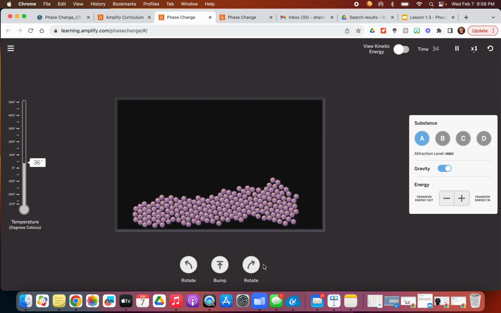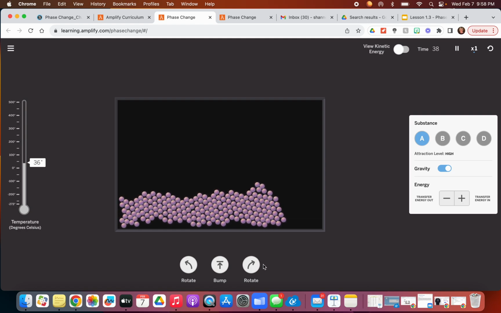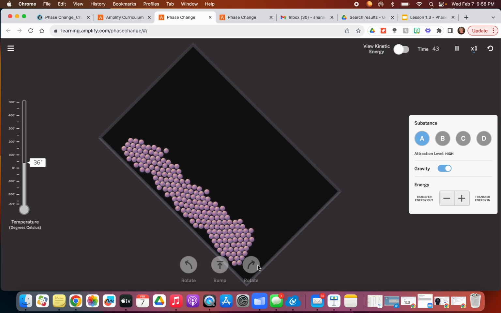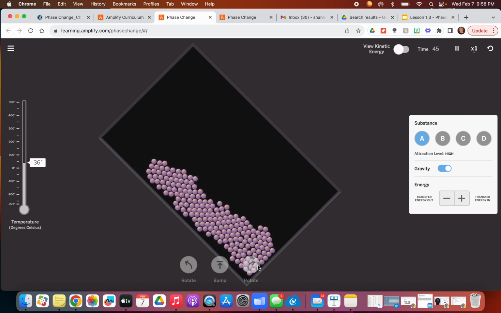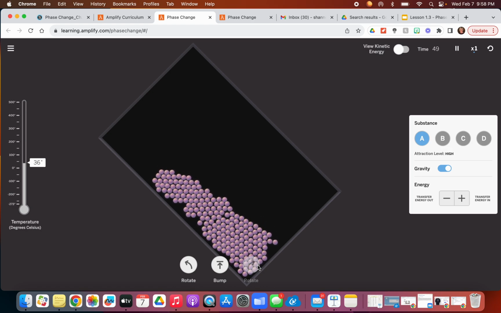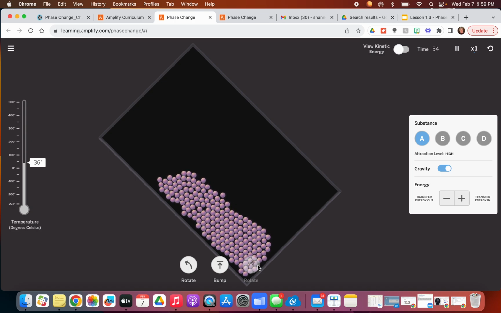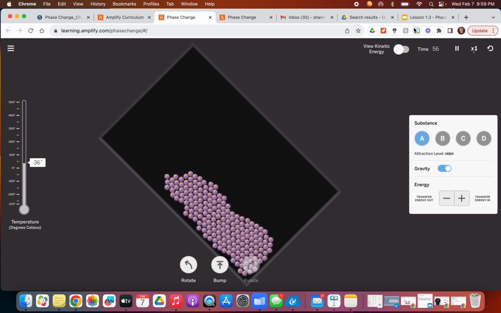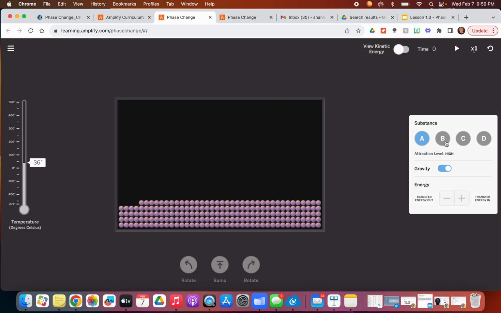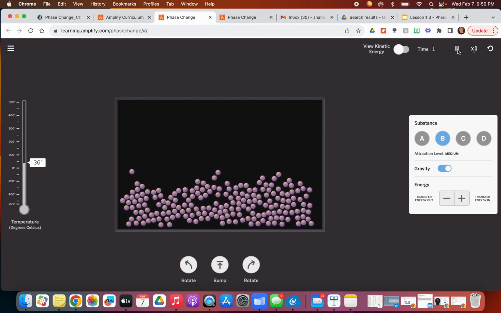Well, based on your notes from Wednesday, we said that a solid holds its shape and does not take the shape of its container. And so based on this rotation, if this was not a solid, those molecules would kind of spill over and take the shape of that container. It doesn't. So substance A is a solid. Let me go ahead and reset. I'm going to choose substance B, and let's hit play.